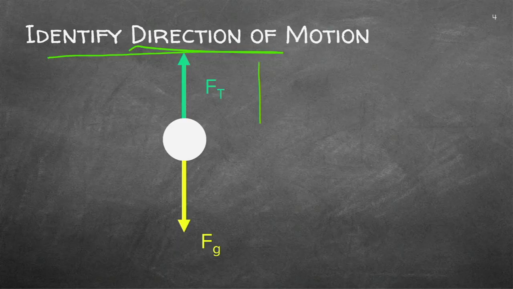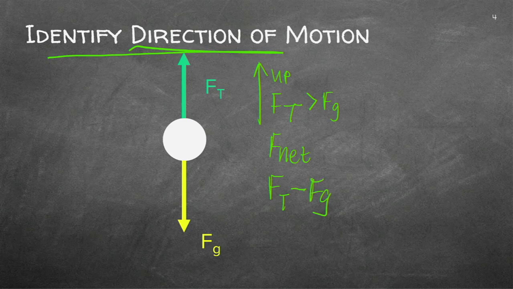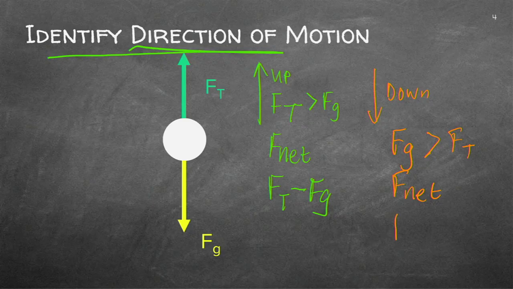If this whole system is moving up, the upward force will be greater than the downward force. So the F net will be Ft minus Fg. If the movement is down, then can you quickly recall what we did? The Fg will be greater than the Ft, and the F net will then be Fg minus Ft.